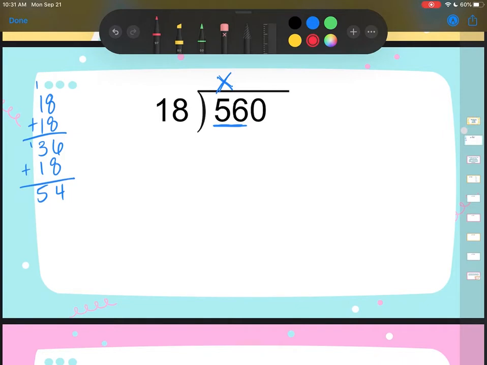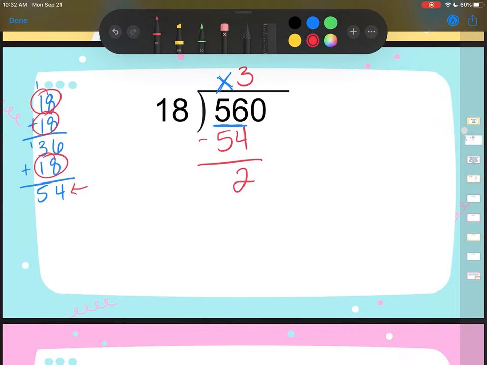And I get 54, which is really close to 56, right? And that took 1, 2, 3 18s. So I can say that 18 goes into 56 3 times. That 3 goes above the 6 in 56. 3 times 18 we said was 54, right? So I'll do 54. And now I'm going to do 56 minus 54, which was 2.